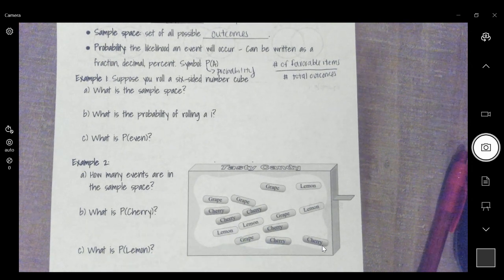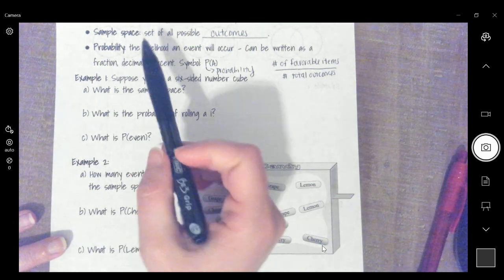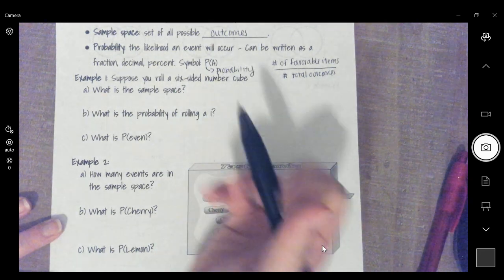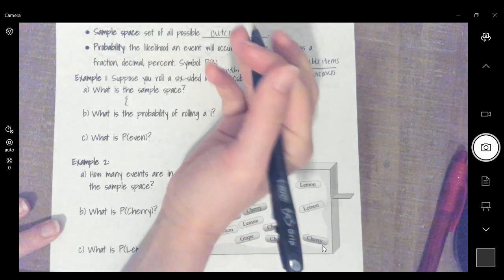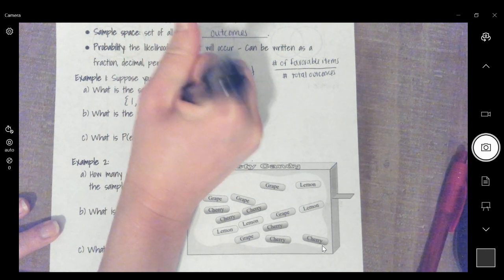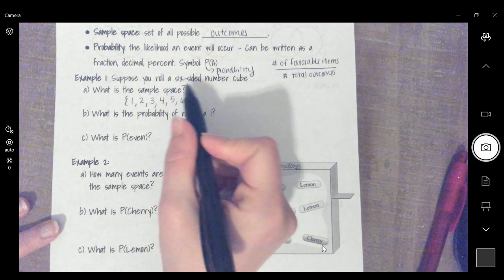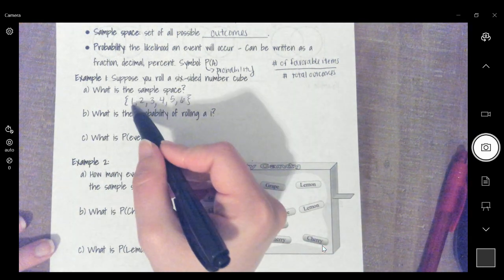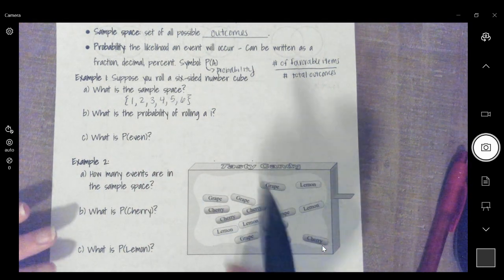So example 1 says, suppose you roll a 6-sided number cube, which is basically a dice. For some reason, they like to call them number cubes. So if you see that, it's talking about a regular dice. So letter A says, what is the sample space? So we said the sample space is a set of all possible outcomes. So if we roll a dice, what are the possible things that could happen? You could roll a 1, 2, 3, 4, 5, or a 6, because it says it's 6-sided. So my sample space would be all of those things listed out. So you can see there are 6 different things that could happen.